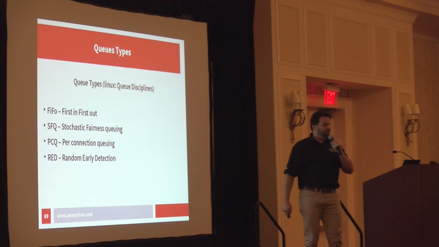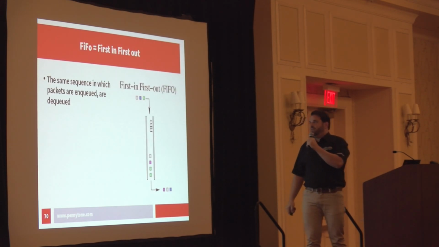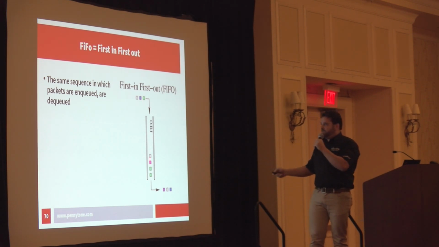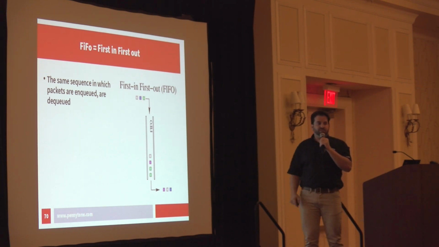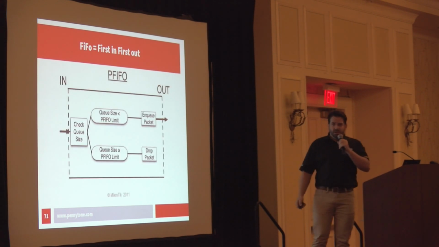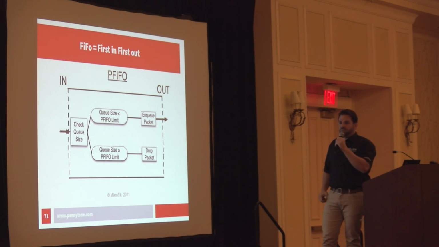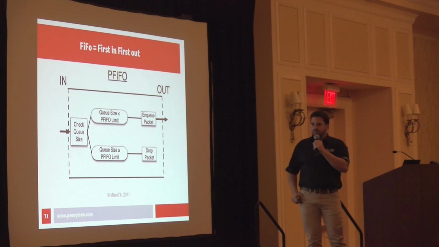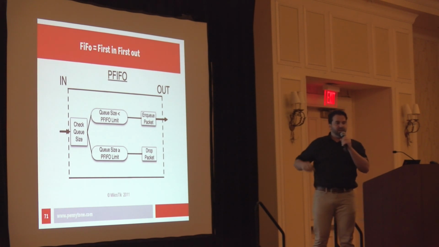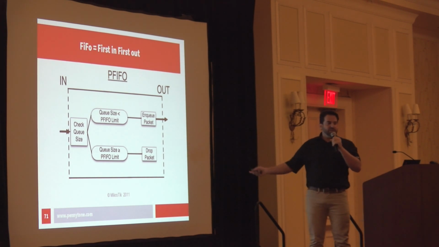Again, MikroTik has 4. First one's going to be FIFO. Just stands for first in, first out. The same sequence in which packets are enqueued, they are dequeued. Packet 1 goes into the queue. Packet 1 exits the queue first, in the same order that it enters. Pretty simple. Here's the logic, and I think now's a good time to probably talk about the nomenclature with queuing. When we enqueue, a packet has entered a queue. When we dequeue, a packet has left the queue.